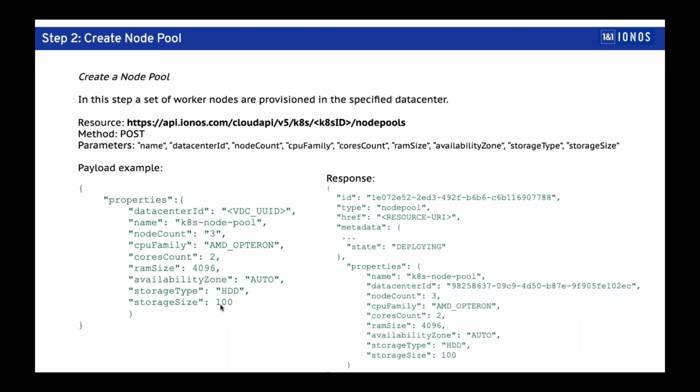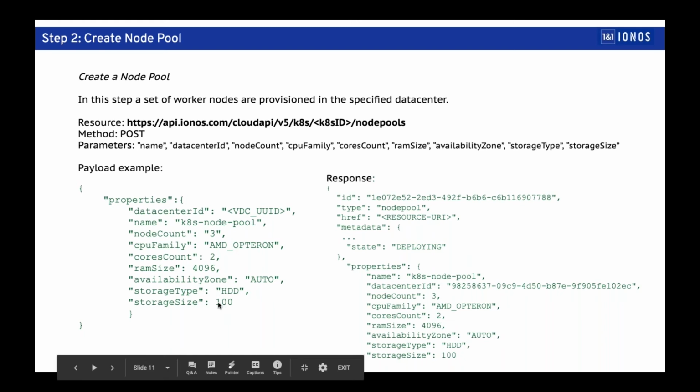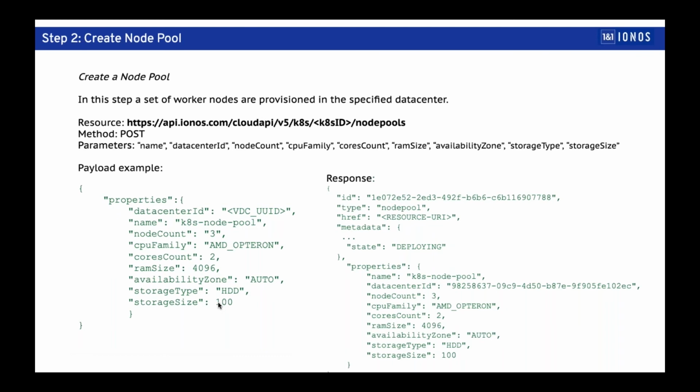The minimum storage size is 10 gigabytes. That is what we reserve for the operating system and for any other log files or any other files that are generated on the root partition. Again, here as a response, you will receive a UUID, and the node pool again has a state. It is state deploying when it's being built up, and it is becoming state active once all the worker nodes have been provisioned and configured.